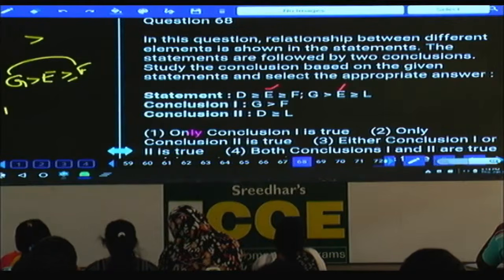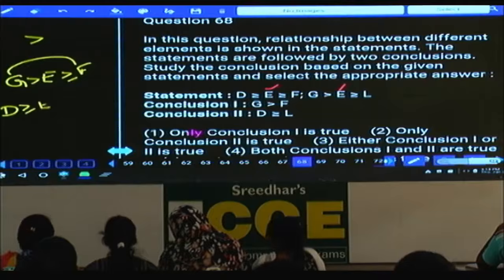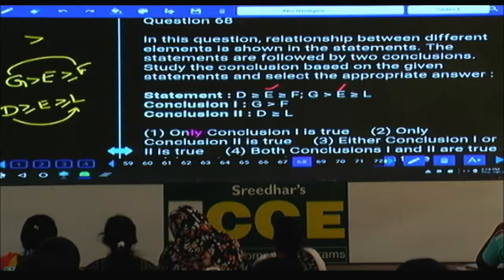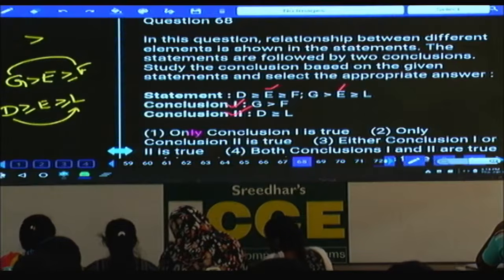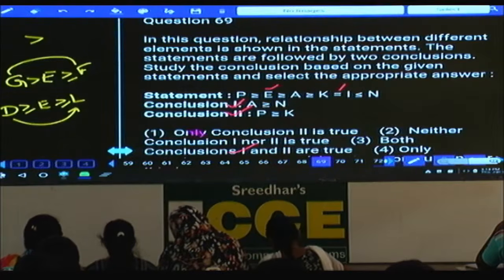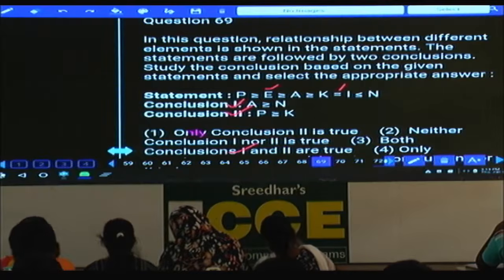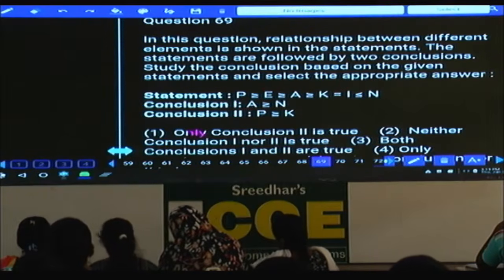E is common. D to E, D greater than or equals to E. E greater than or equals to L. Hence, D greater than or equals to L is true. Hence, both the conclusions are true, both 1 and 2, that is given in choice 4. 68, choice 4.